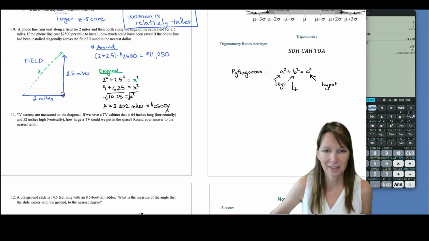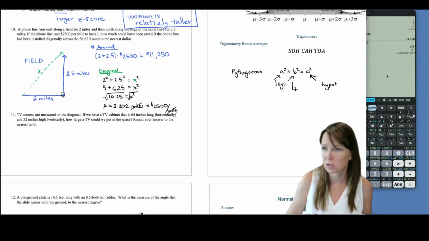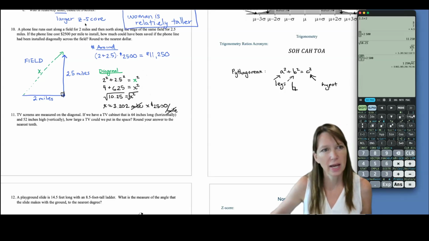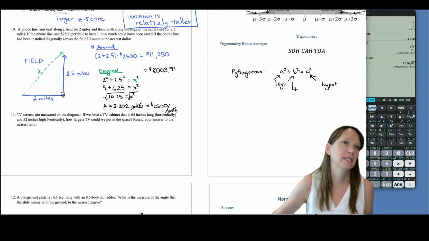So that's per mile. If you remember in our dimensional analysis, miles are going to cancel, leaving me just dollars. So keeping this in my calculator, multiplying it by 2,500, I get the diagonal cost is going to be $8,003.91 if I round to the nearest cent.